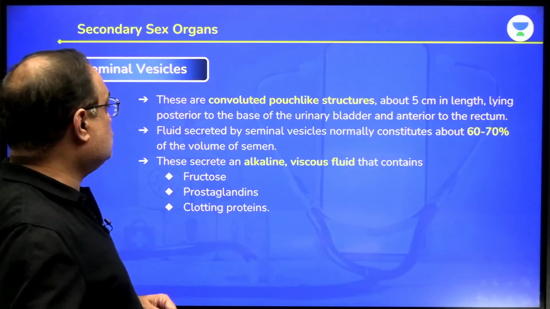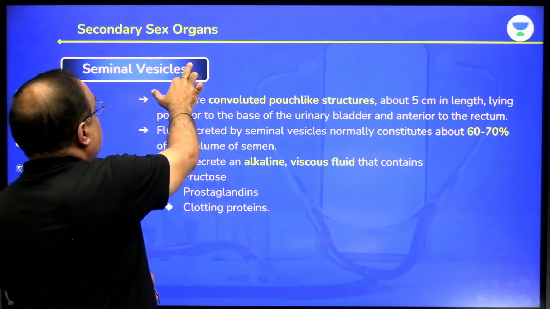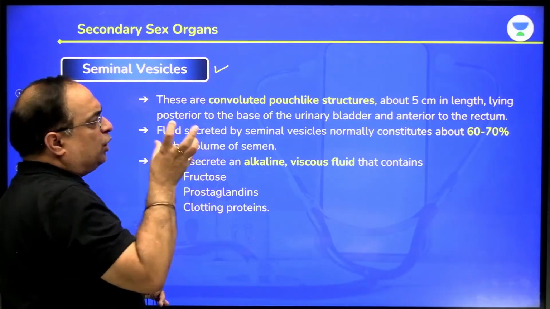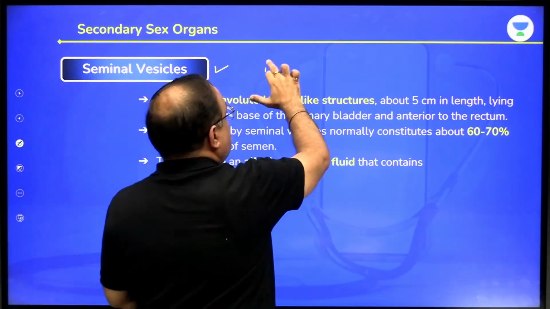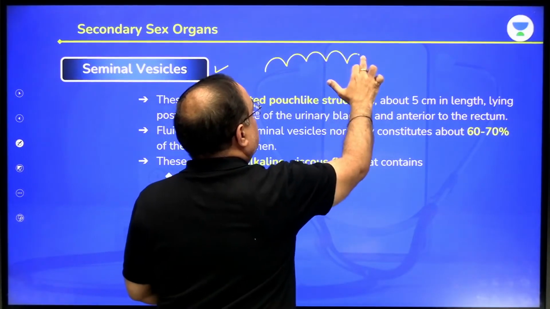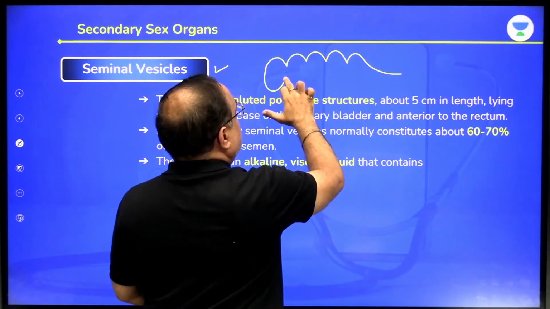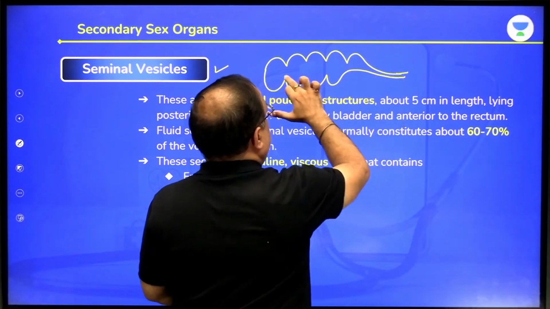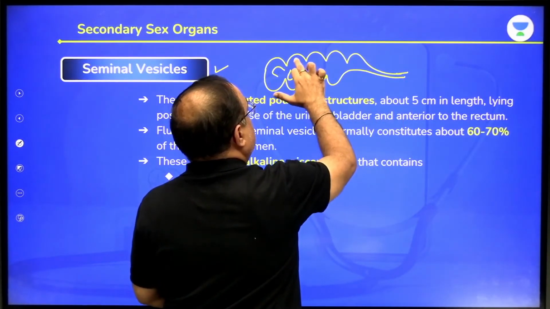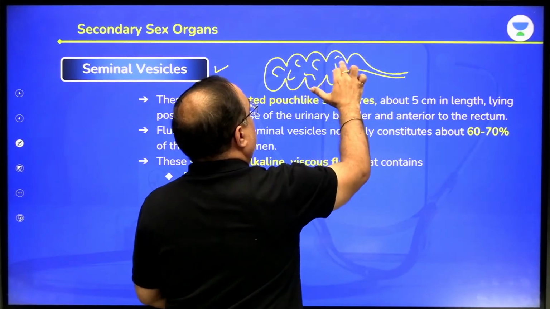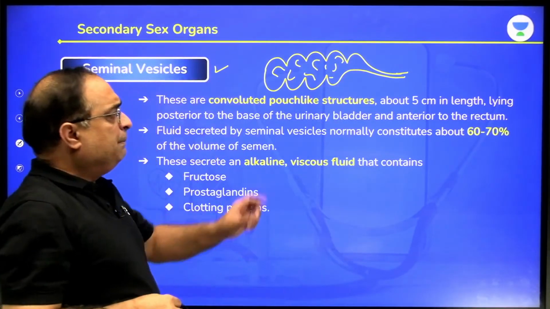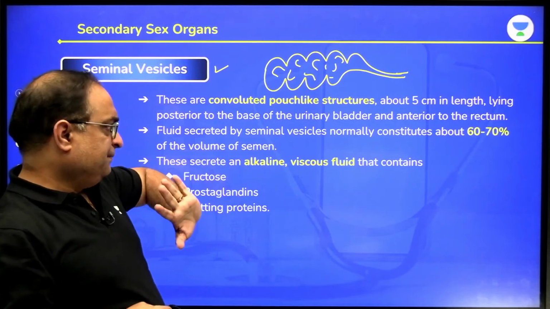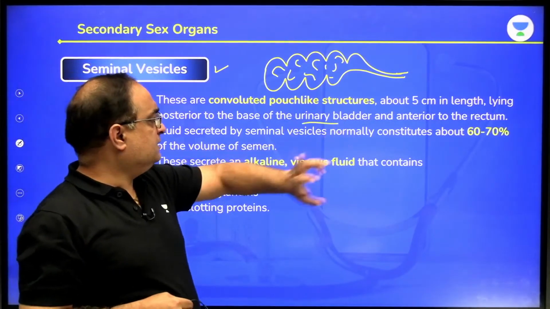Let's talk about seminal vesicles. They are convoluted, pouch-like structures. A seminal vesicle is something like this. Say this is the seminal vesicle and this is the duct of the seminal vesicle. Somewhat like this, they are pouched, convoluted structures. They are about 5 centimeters in length and located near the urinary bladder.